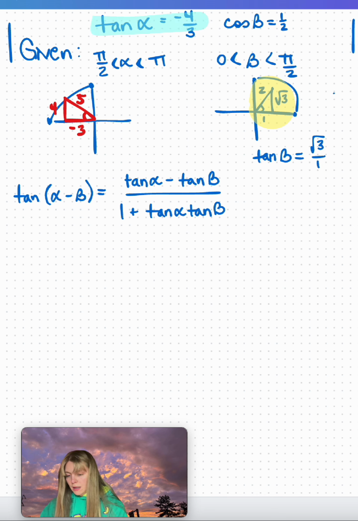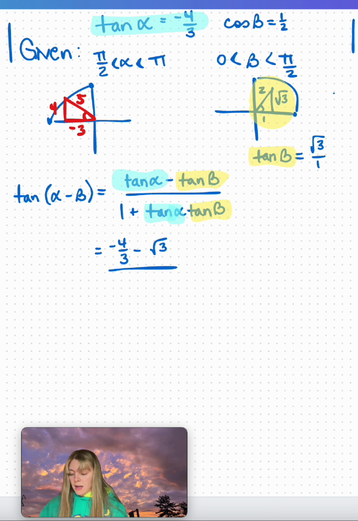So now we have tan alpha, we have tan beta. So you can see those are all the pieces of information we need to plug into our formula. So I'll go ahead and I'm going to plug right in. Tan alpha, they told us, is -4/3 minus √3. All of that is going to be over 1 plus -4/3 times √3.